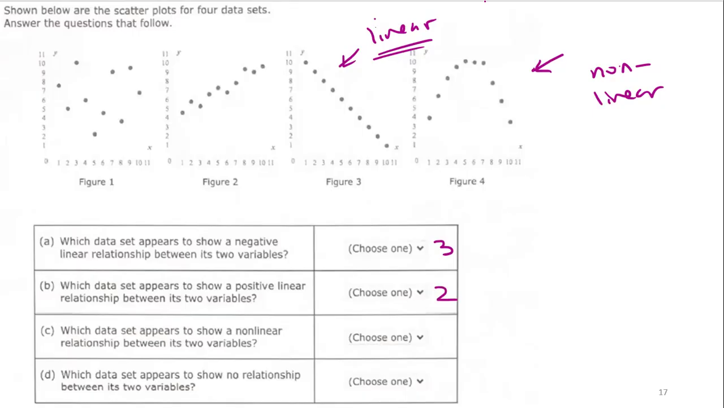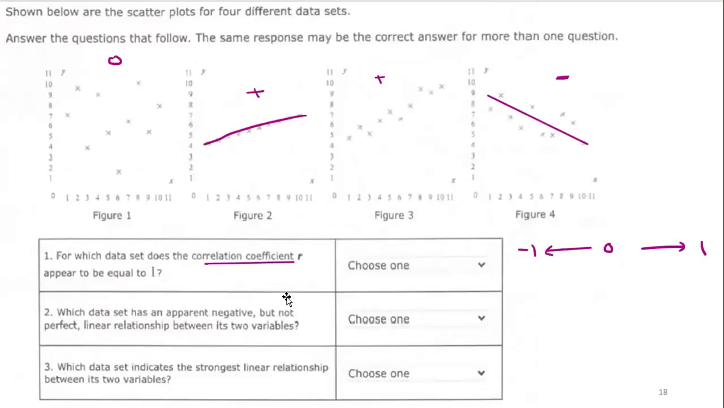Which data set appears to show a non-linear relationship between its two variables? The answer to that is 4. And which data set appears to show no relationship between its two variables? The answer to that is 1. And this last slide here.